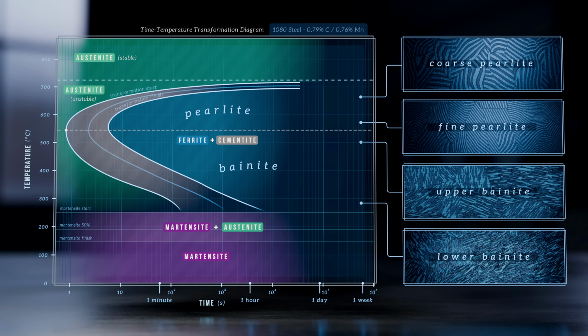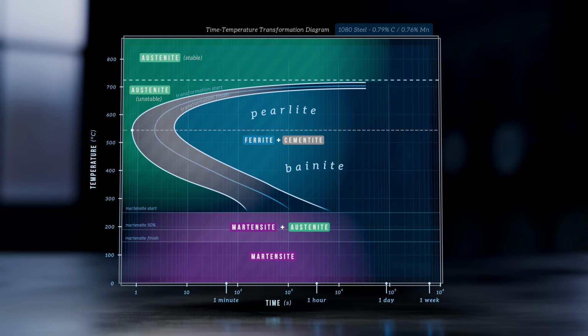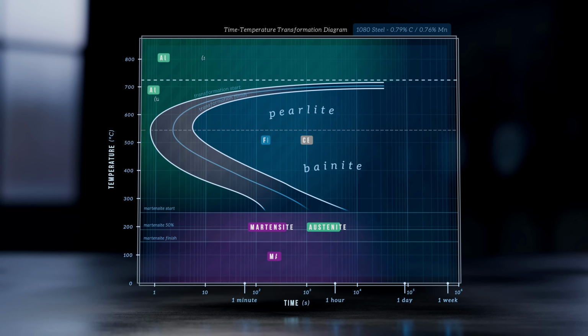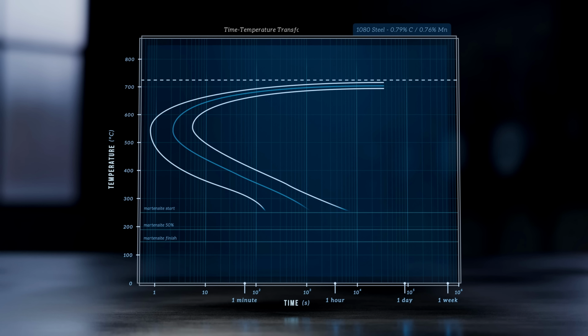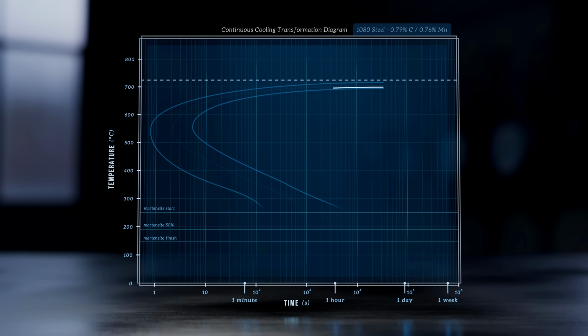In practice, steels aren't usually cooled to a fixed temperature and held there. More often, they're cooled continuously down to room temperature. The phase transformations that occur with these more realistic cooling conditions are shown on a continuous cooling transformation, or CCT diagram. This is similar to the TTT diagram, except instead of holding the steel at a fixed temperature, the diagram is based on continuous cooling paths.